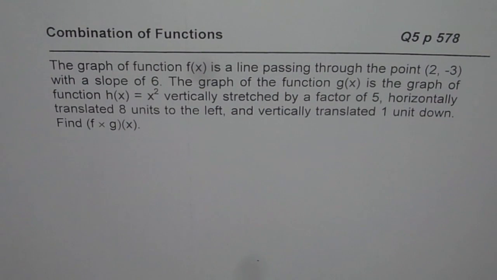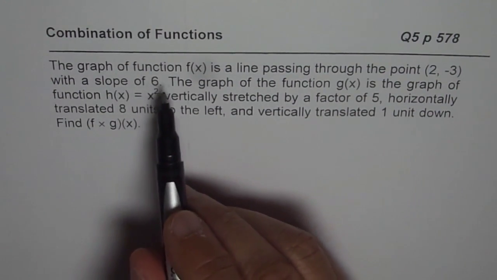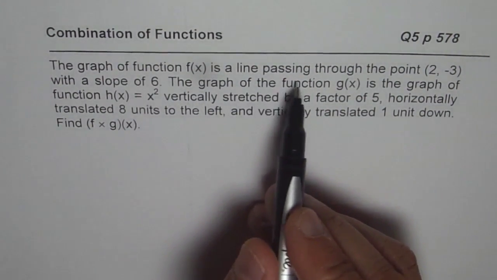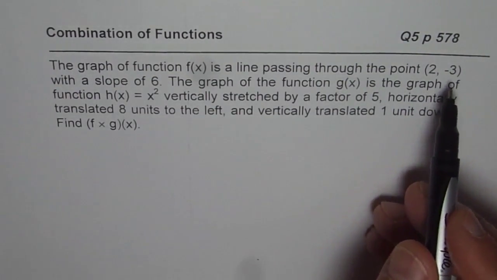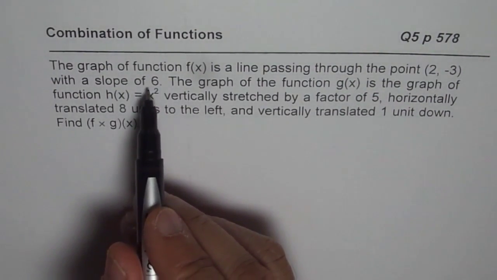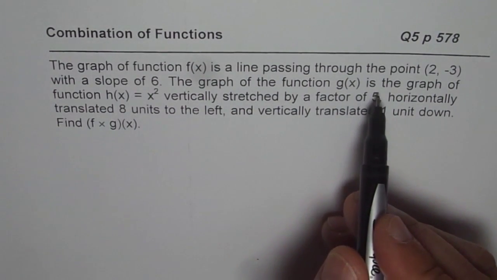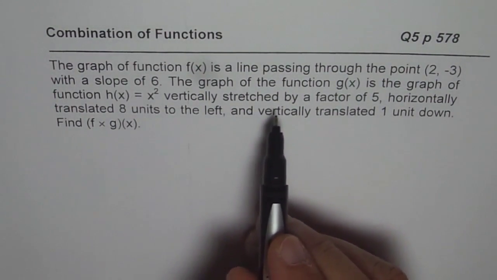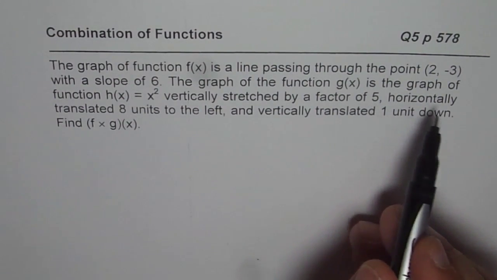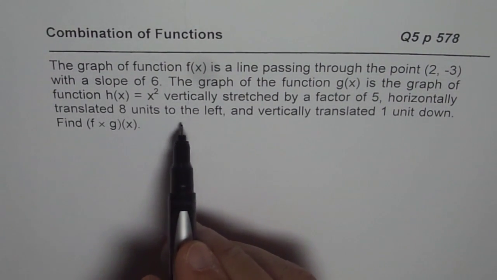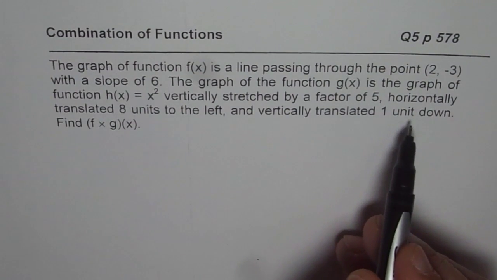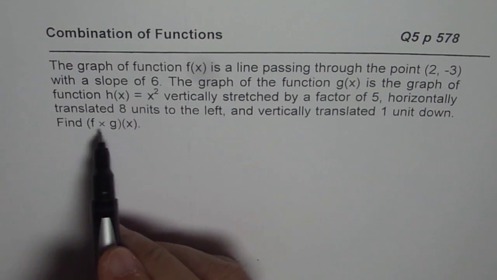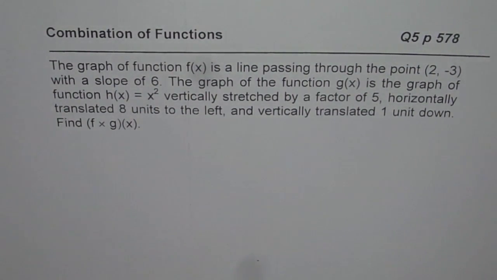Combination of functions. The question here is, the graph of function f of x is a line passing through the point (2, -3) with a slope of 6. The graph of function g of x is the graph of function h of x equals x squared, vertically stretched by a factor of 5, horizontally translated 8 units to the left, and vertically translated 5 units down. Find the product of f and g. So that is what you need to find.